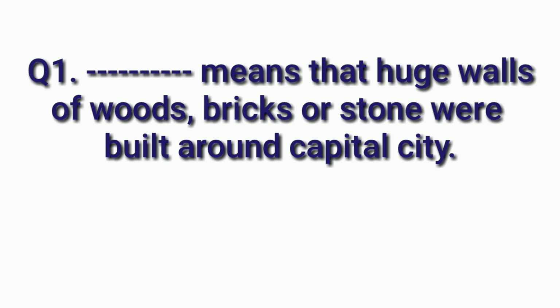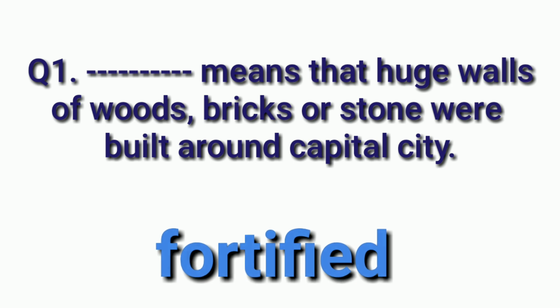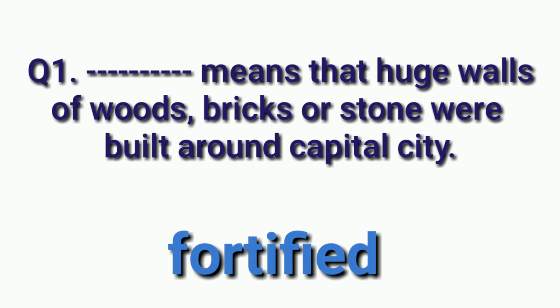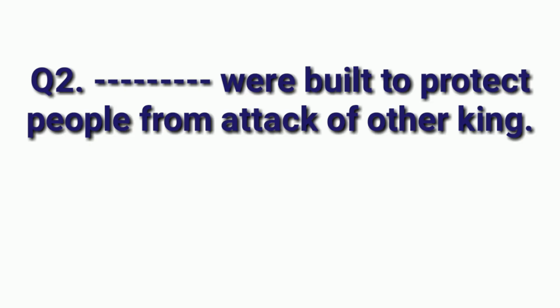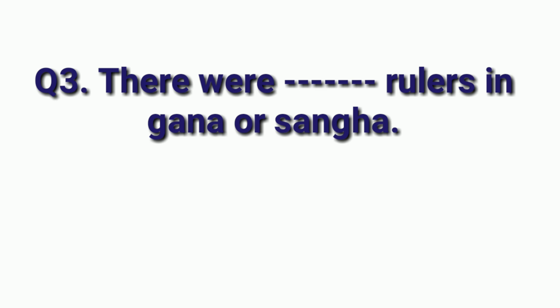Let's start. First question is dash means that huge walls of wood, bricks or stone were built around the capital city. Answer is fortified. Fortified means huge walls of bricks or stone around the capital city. Next question is dash were built to protect people from attack of other kings. Answer is forts. Forts were built to protect people from attacks.